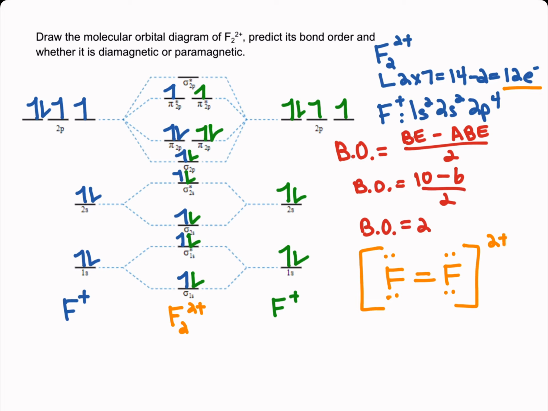We want to now determine whether this is diamagnetic or paramagnetic. We want to examine the middle and see if all of our electrons are paired. These electrons are not paired. So because we have unpaired electrons, this is called a paramagnetic molecule.